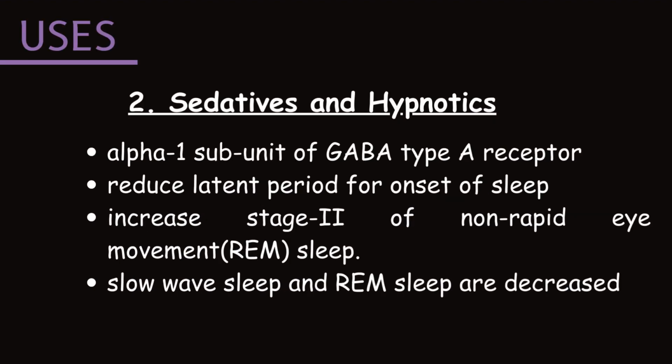The next use is their function as sedatives and hypnotics at higher doses. This is mediated by the alpha-1 subunit of GABA type A receptors. Benzodiazepines reduce the latent period for onset of sleep and increase stage 2 of non-rapid eye movement sleep. So both slow wave sleep and REM sleep are decreased.